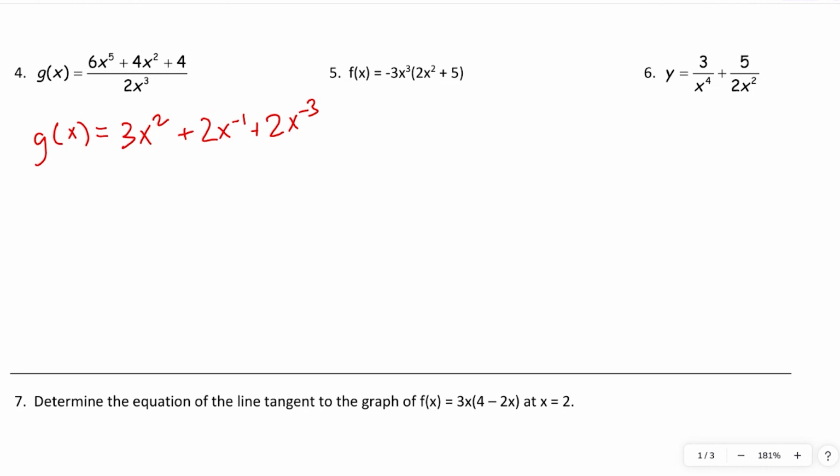So now we can apply the power rule to get our g prime. It's going to be 6x plus negative, I guess we just write minus here, minus 2x to the negative second minus 6 times x to the negative fourth.